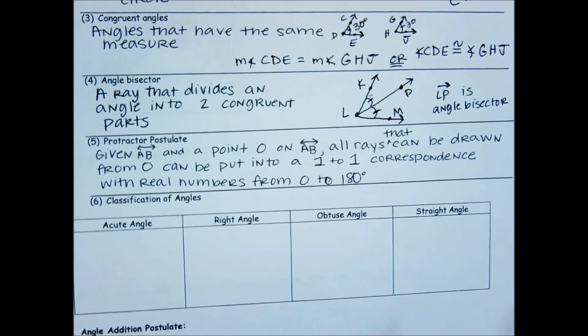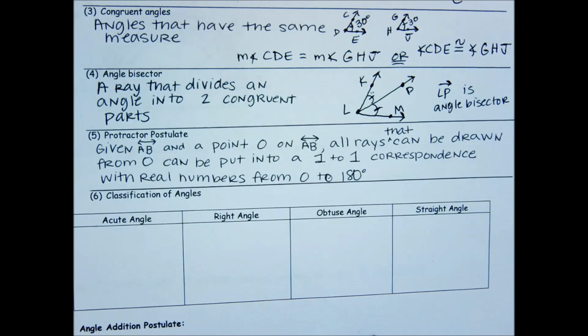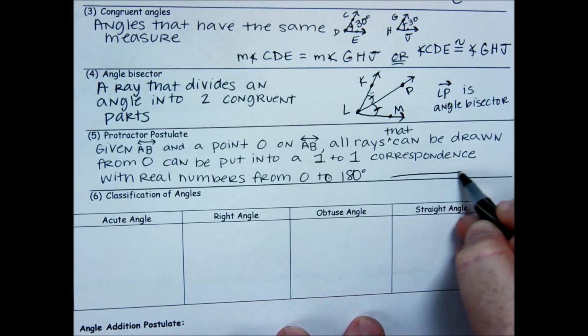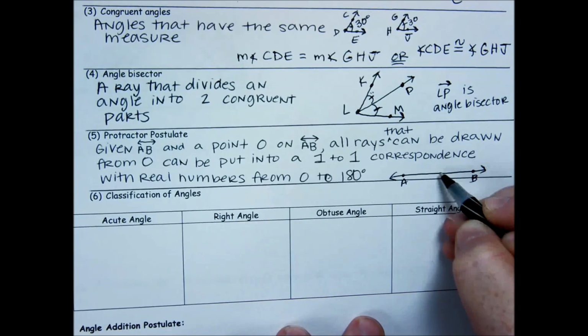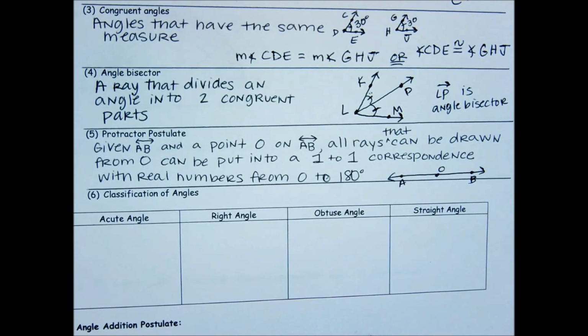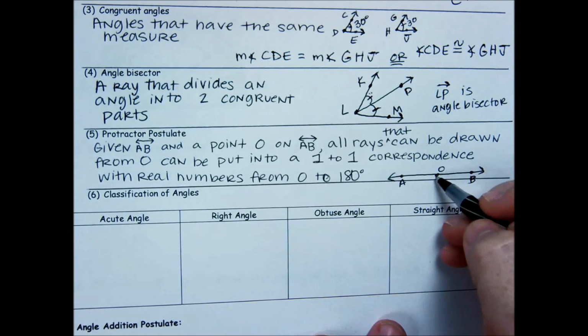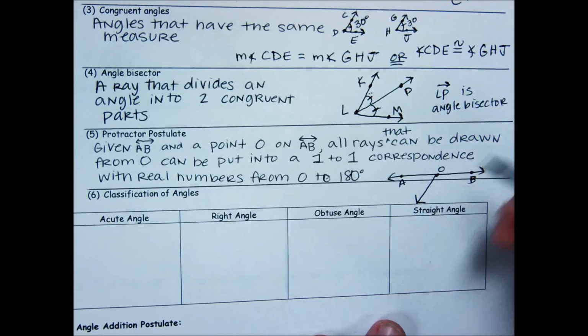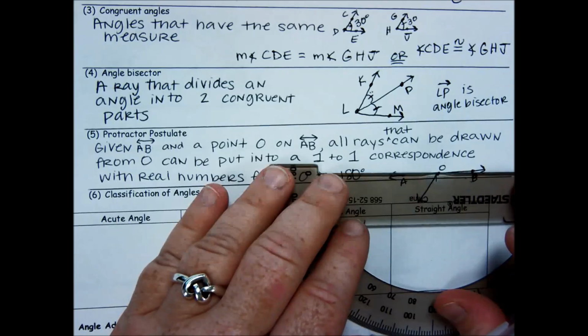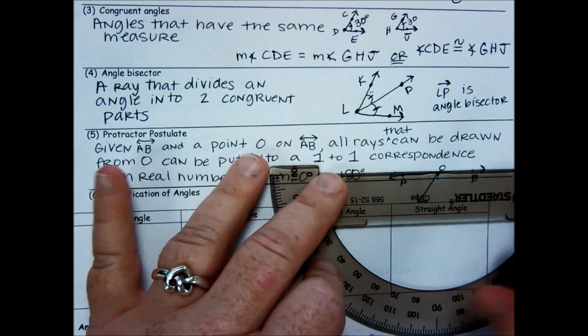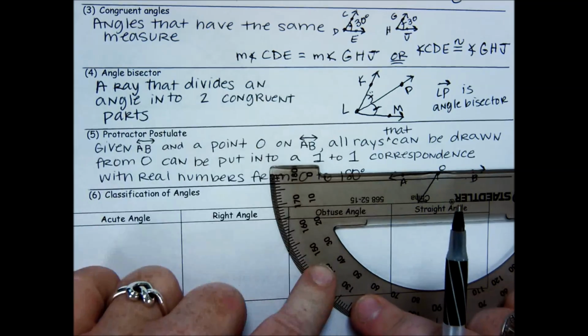The protractor postulate says, given that I have a line AB and a point O on AB, all rays that can be drawn from O can be put into a one-to-one correspondence with real numbers from 0 to 180. That just means if I draw a ray off of here, I can take my protractor, put it on here, and find the measure of this angle, wherever that line would reach out to.